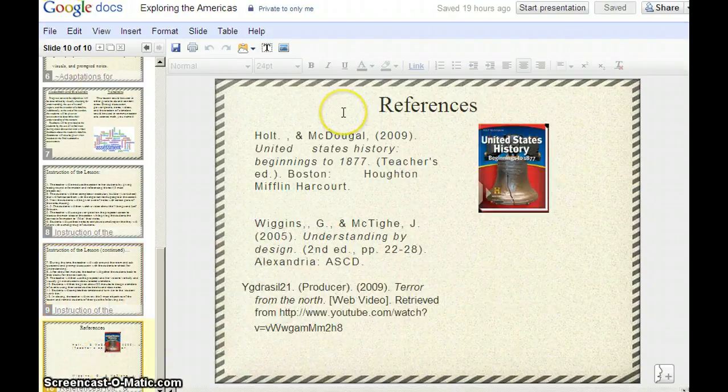My last slide is a list of my references. I used my United States history beginnings to 1877, my teacher's edition, and this is a picture of that. I also used my textbook for my other understanding by design, my instructional design class. In addition to, this is the reference for the YouTube video that I showed my class.